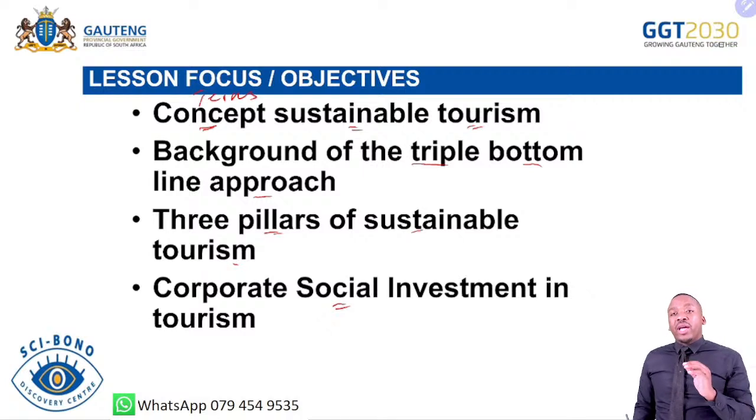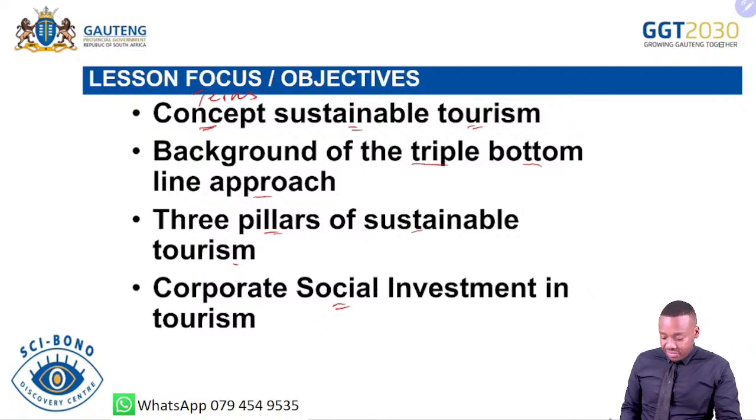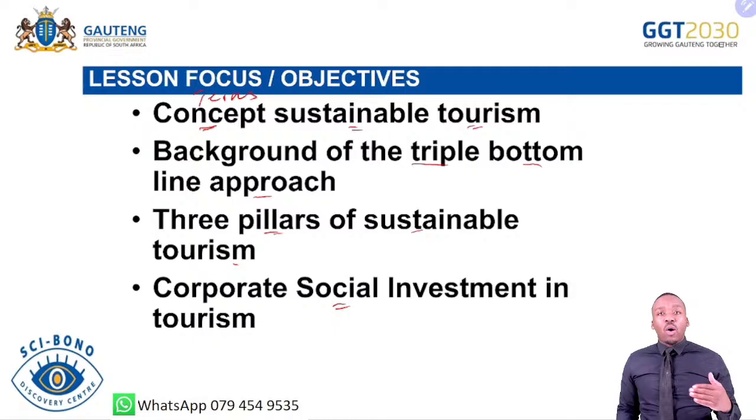Then we will look at our few activities. We will look at the concept of sustainable tourism. What are we talking about when we talk about sustainable tourism? Then we'll move to the triple bottom line approach. From there, we'll look at the 3 pillars of sustainable tourism. Then from there, we'll look at CSI or corporate social investment in the tourism context.